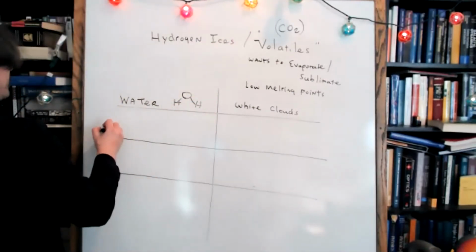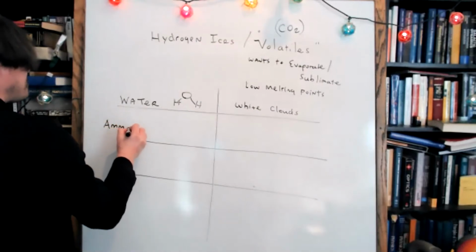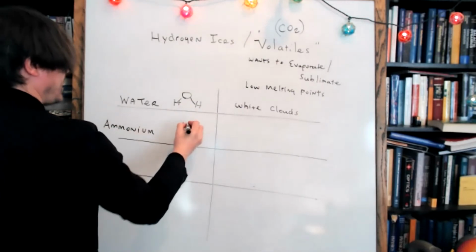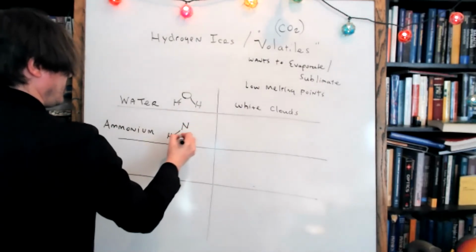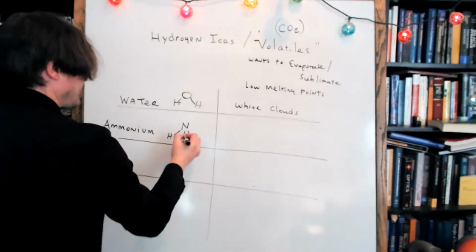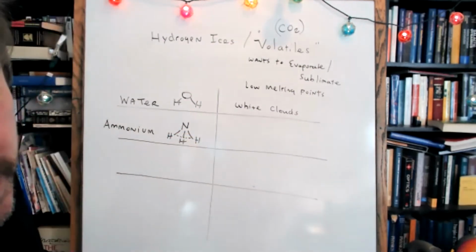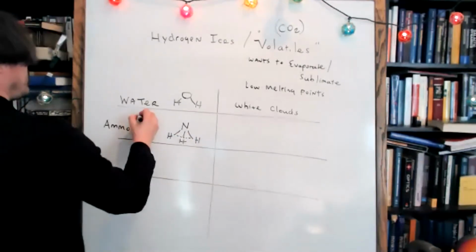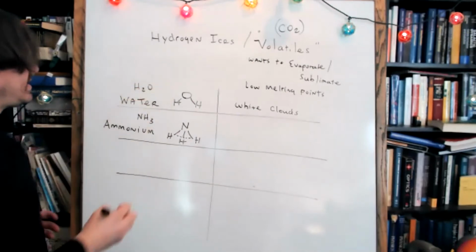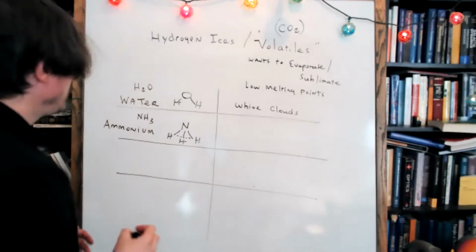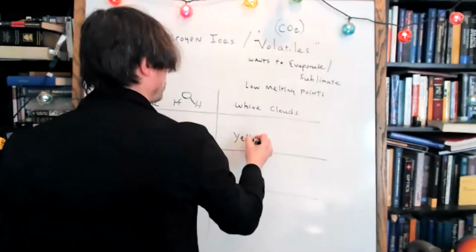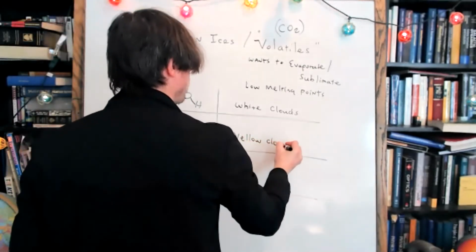Another one that you might have heard before is called ammonia, which is a nitrogen with 1, 2, 3 hydrogens stuck to it in a kind of tetrahedron-like shape. So the chemical symbol for ammonia is NH3. Water is H2O. When ammonia condenses into a gas, it tends to form some yellow clouds.